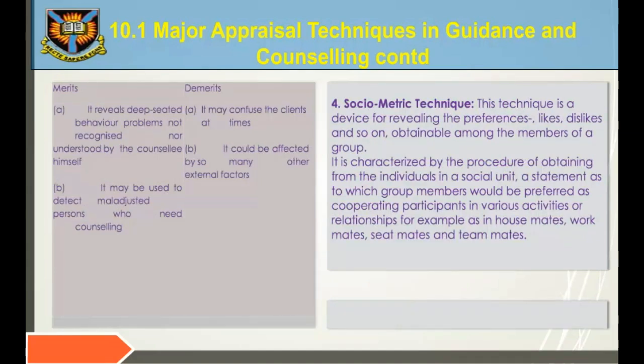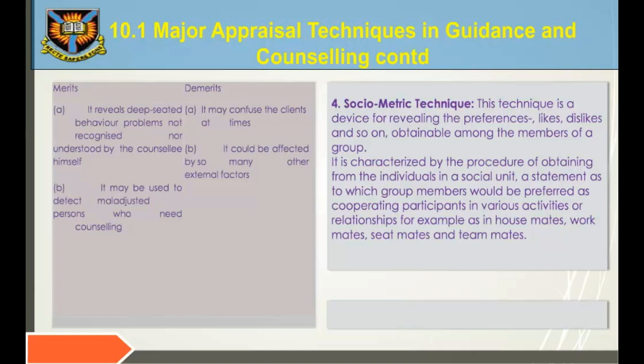Merits. It reveals deep-seated behavior problems not recognized nor understood by the counselee himself. It may be used to detect maladjusted persons who need counseling. Demerits. It may confuse the clients at times. It could be affected by so many other external factors.